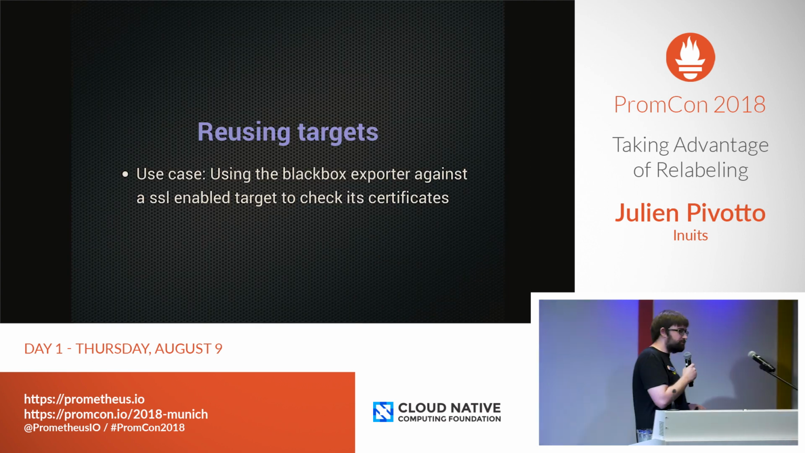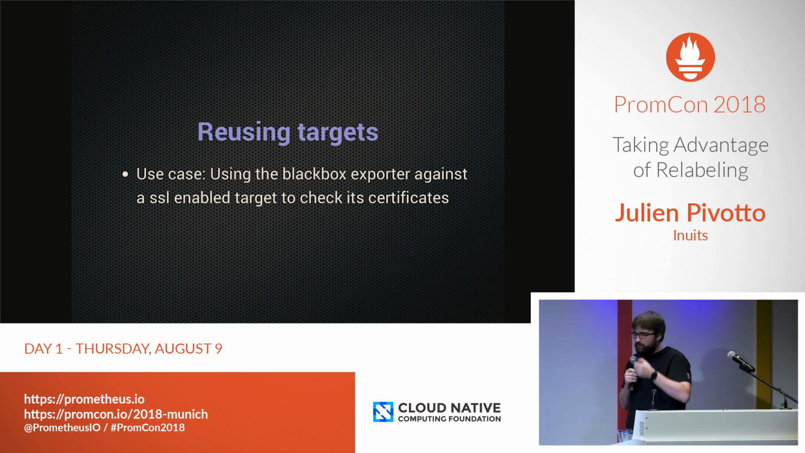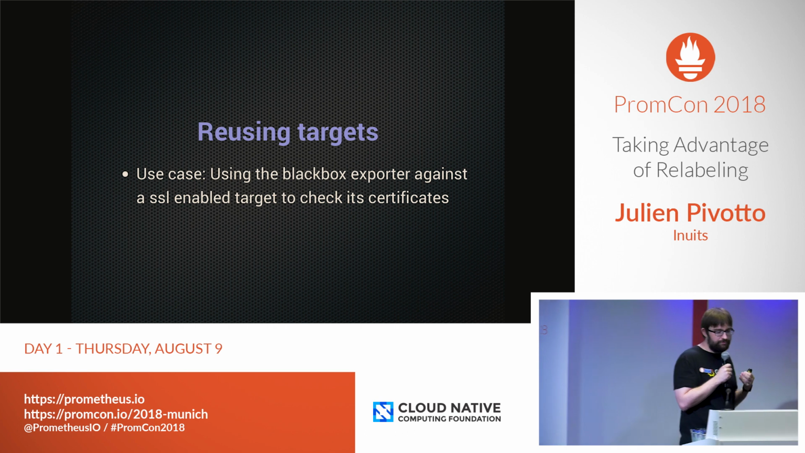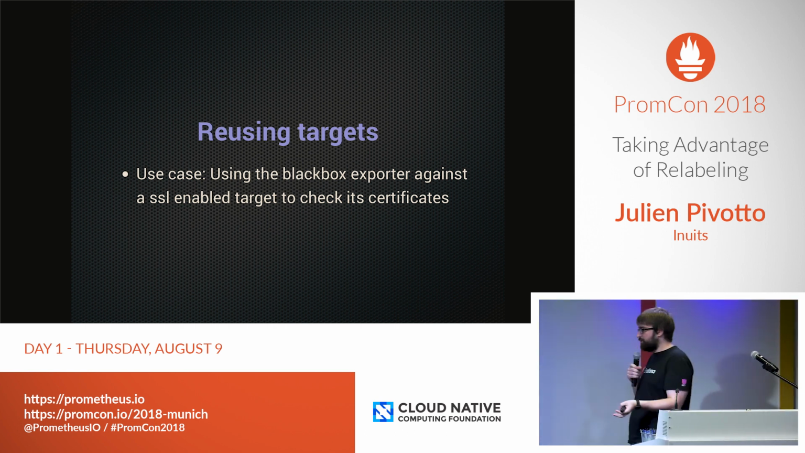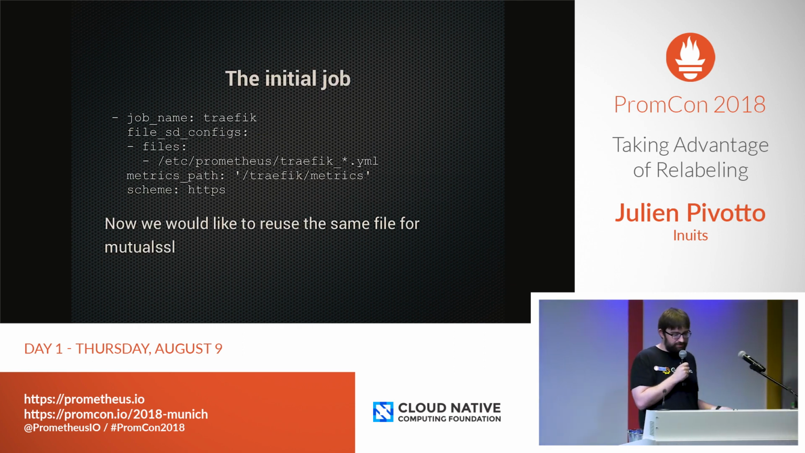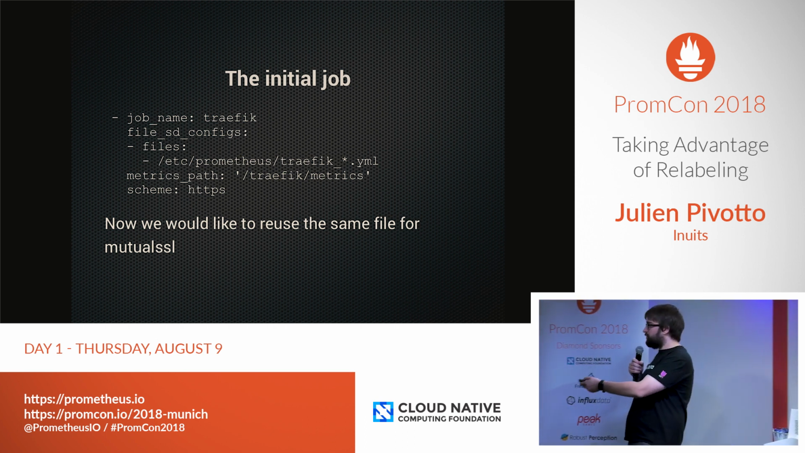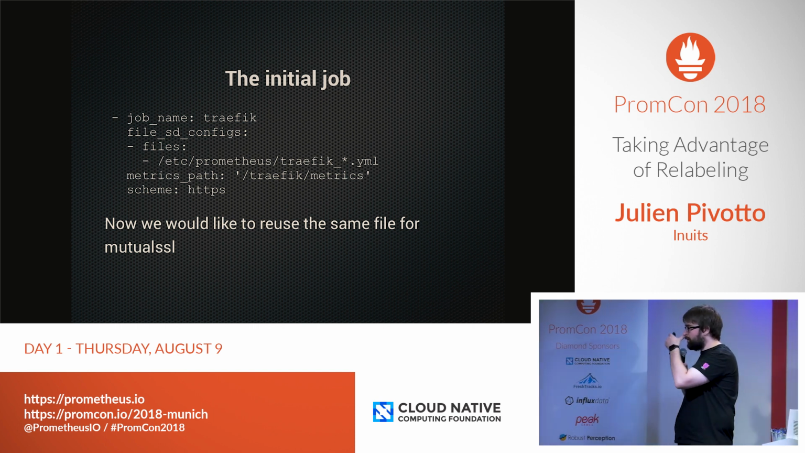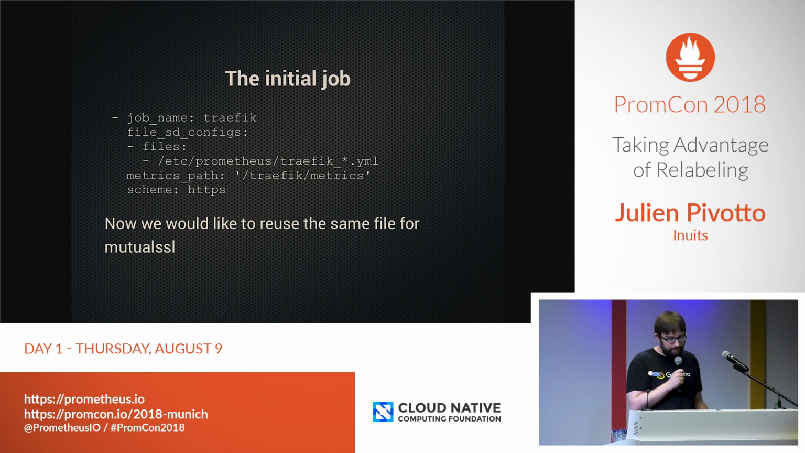So one of the use cases to change the configuration is that you might want to reuse a target. So if you scrape some targets using HTTPS, you might also want to use the same with a blackbox exporter, so you know if the SSL certificate will expire or not. So we have an initial job called traffic, and we will scrape it using HTTPS, and it will be in etc Prometheus, something using the file configuration.